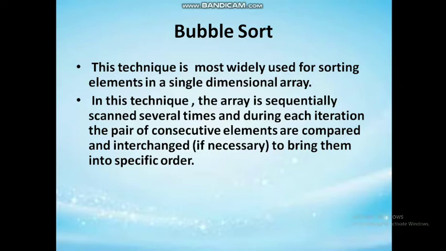sequentially, that is, the first element and second element will be compared, and if we want to arrange in a particular order, ascending or descending, then they will be compared and shifted to the next position. For example, if the first element is higher and the second element is lower, then when we compare and find the second element is the smallest, that will be shifted to the first position. Like that, this process will be continued several times, and then at last you will have your array elements sorted.